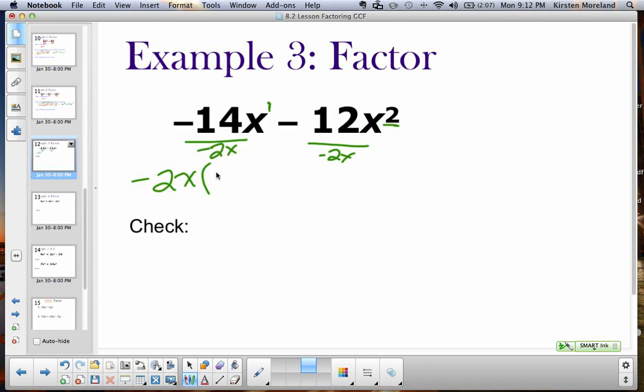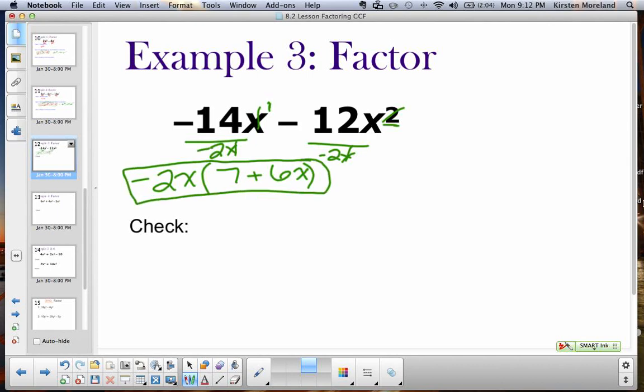Negative 14 divided by 2 is 7, and then the x's cancel each other out. 12 divided by 2 is 6, and it's a positive because negative divided by negative turns into a positive. And just one of the x's cancels, so I'm left with x. So there's my factored form of this if I factor out a negative 2x.